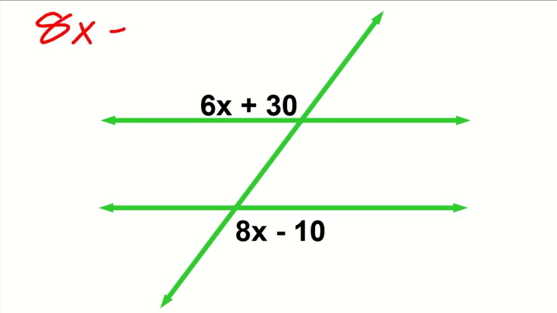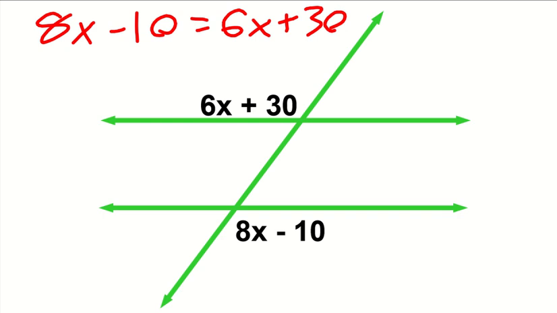So I got 8x minus 10 equals 6x plus 30. It doesn't matter which one's on which side of the equal sign. I put the one with the bigger coefficient on the left just because that makes it a little easier sometimes for some of y'all to see. All right, so do we have anything to distribute? No. There's no parentheses. Do we have any like terms? No, they're on opposite sides. I got a variable and a constant on each side. I can't combine variables with constants, and I can't combine things on opposite sides.